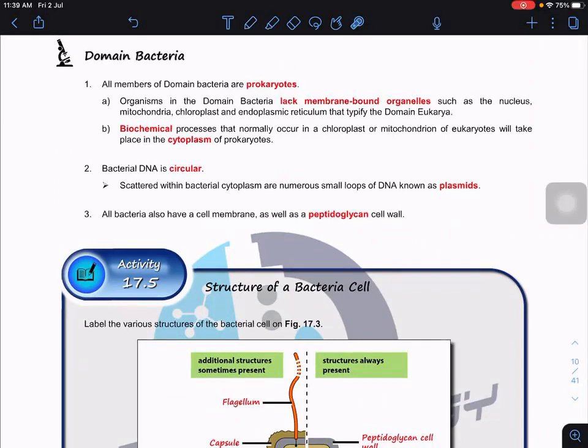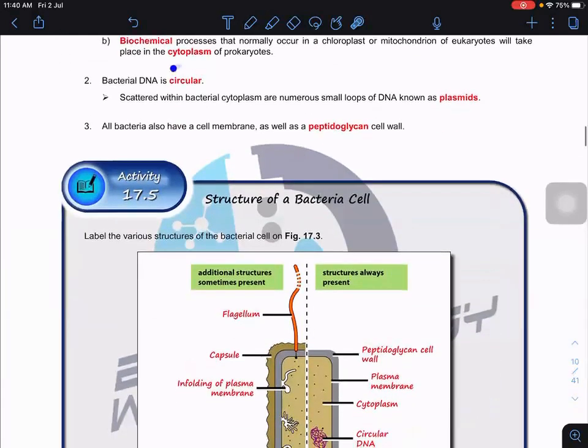Bacteria, I do not need to go into much detail because we know that they belong to prokaryotic cells, meaning they lack membrane-bound organelles. The biochemical processes that normally occur in the chloroplast and mitochondria take place in the cytoplasm of the prokaryote, because they lack double membrane-bound organelles such as nucleus, mitochondria, chloroplast, and even endoplasmic reticulum. These are the features of all prokaryotic cells. In terms of DNA, they have circular DNA. Circular and linear DNA make a huge difference in terms of replication and also the modes of gene expression.